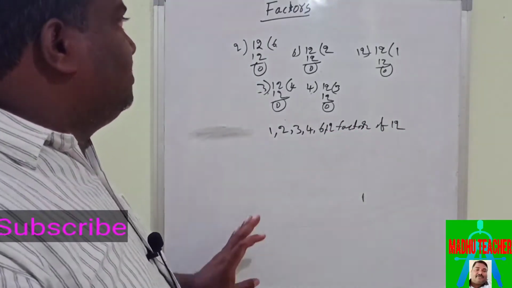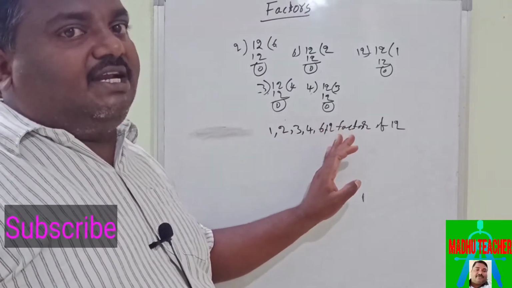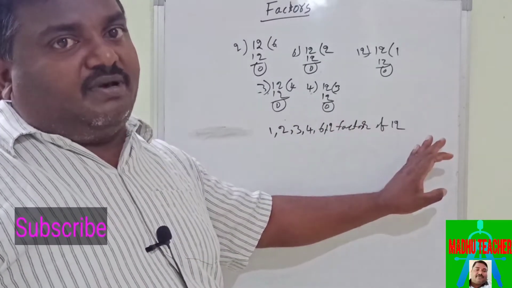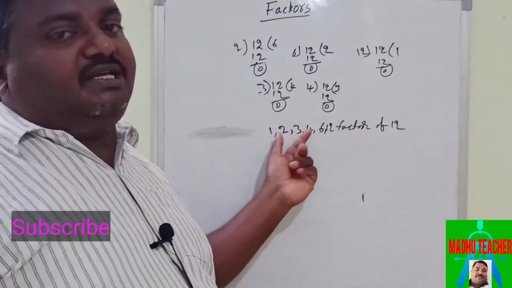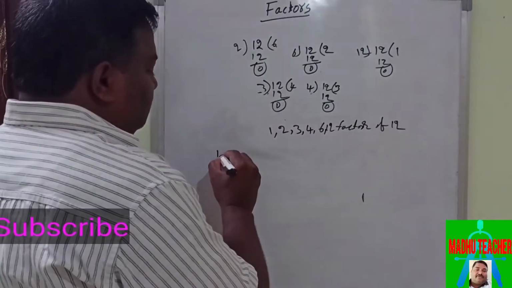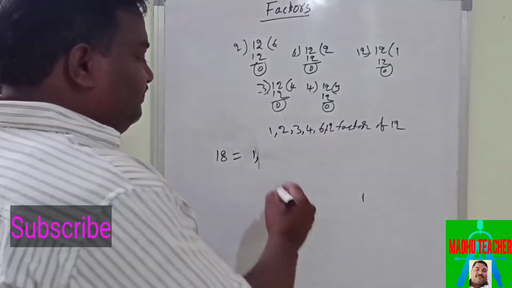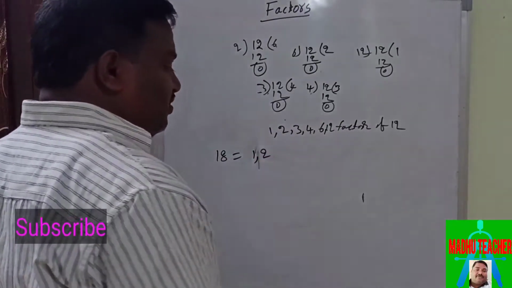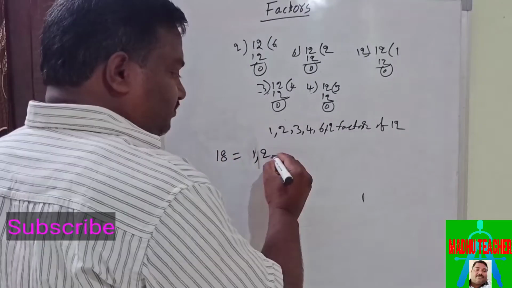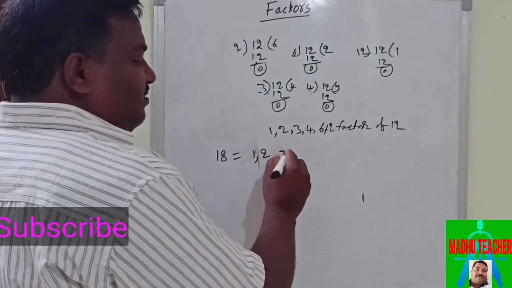Okay. So that means a number which divides another number exactly is a factor of the given number. Suppose 18. 18 is divided by 1. 1 eighteen is 18. 2 also divides 18 exactly. 2 nines are 18. 3 sixes are 18.